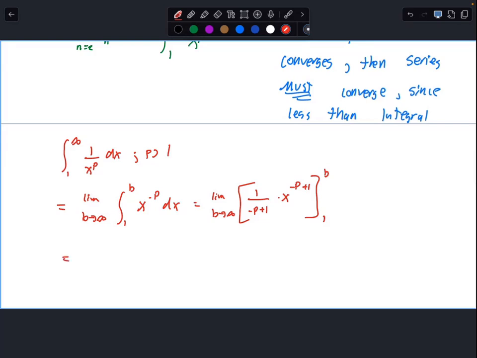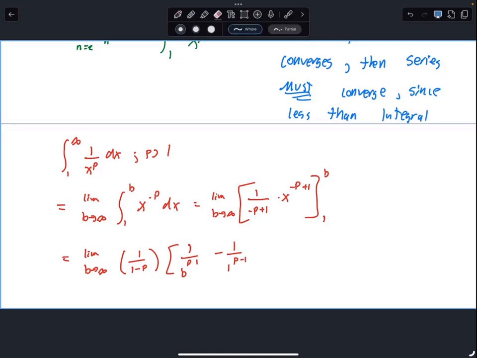Which is equal to the limit as b approaches infinity of, this is just a fancy way of saying 1 over 1 minus p, negative p plus 1. And then when I flip it down, it's going to be 1 minus p in the denominator. So I'm going to get times 1 over b to the p minus 1 minus 1 over 1 to the p minus 1. That's a p minus 1 right there.